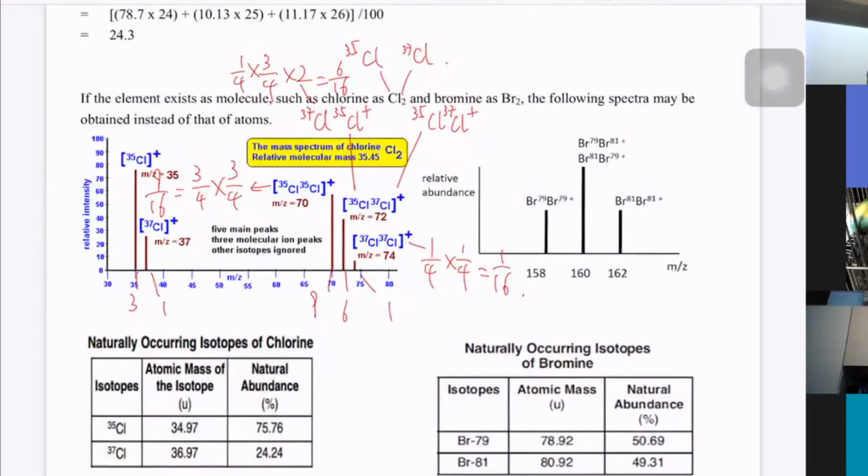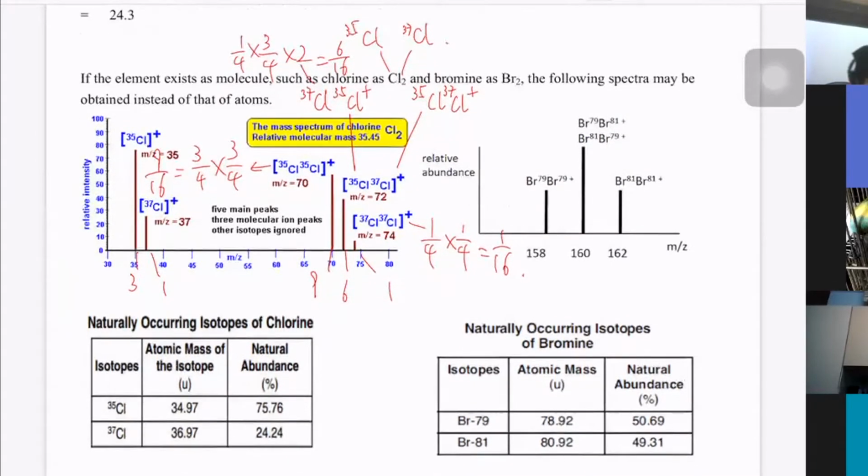All right, so that can be applied to bromine, which is a bit easier to understand. If you don't understand this part, that's okay. Let's try to apply this to bromine. Bromine has two naturally occurring isotopes, bromine 79 and bromine 81, in almost a 1-to-1 ratio. So there's an equal chance of having a bromine molecule made of two Br79 and two atoms of Br81. Same probability.